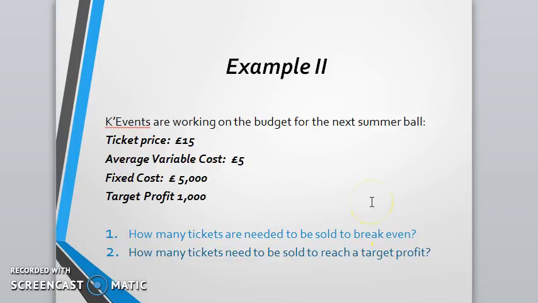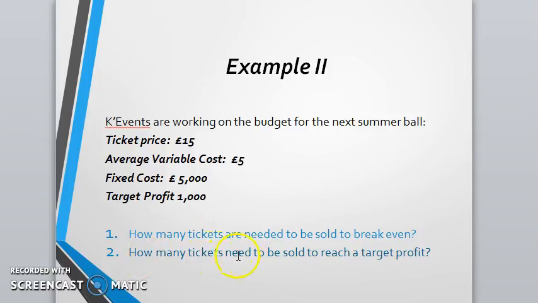To start off with, again, we're going to work out the contribution, which in this case would be the ticket price minus the average variable cost, so £15 minus £5, which gives you £10. And then in order to find the break-even, you would do 5,000, the fixed cost, divided by the contribution, which is £10, and that would equal 500 tickets.